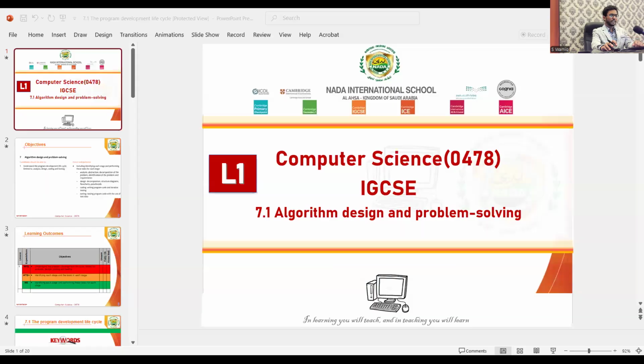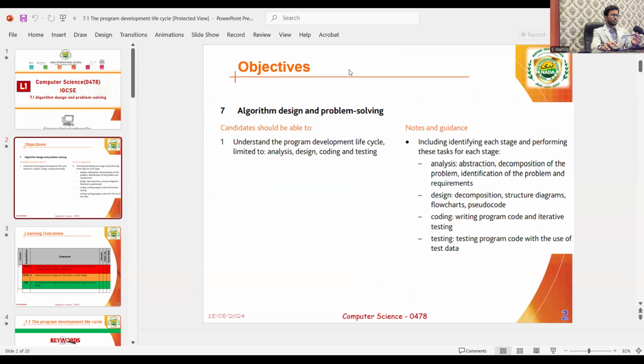This is going to be basically the first chapter that we are going to discuss, that is algorithm, design, and problem solving. And before starting this chapter, let's discuss some of the key learning objectives that we have to discuss in today's class. First of all, we need to discuss the program development life cycle: analysis, design, coding, and testing. These are the areas that we will be discussing in today's class.